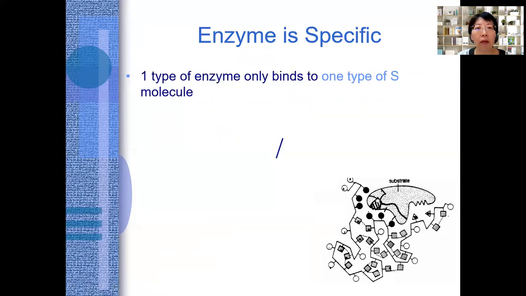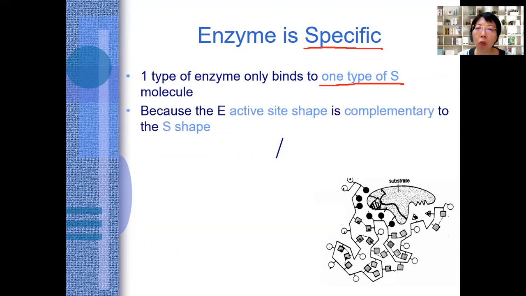So usually we say that enzyme is specific. This is a very important word that you need to remember. Enzyme is said to be specific. So what do you mean by specific? Specific means one enzyme can only bind to one type of substrate molecule. So this is the meaning of specific. Why is it so?